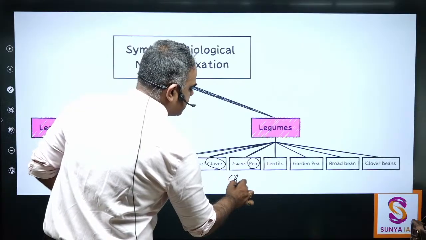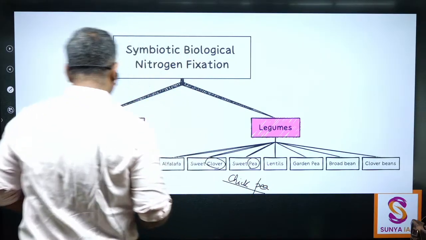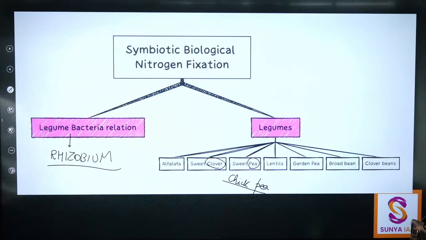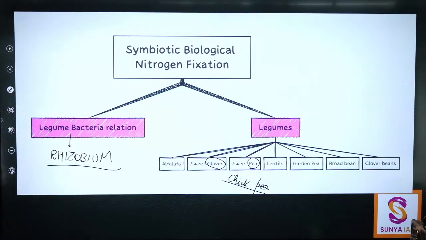Let's say chickpea was not mentioned. What is chickpea? What are the two main characteristics of legumes that we saw yesterday? That is nitrogen fixation. Second is pod formation. Okay.